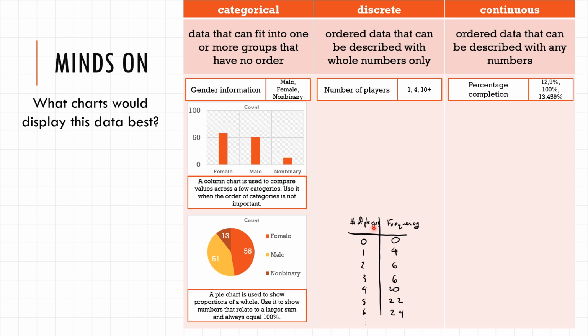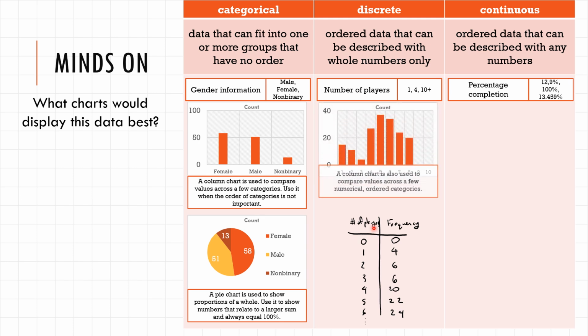But the best chart that I would recommend is a column chart again. A column chart is also used to compare values across a few numerical ordered categories. Why wouldn't we use a pie chart for discrete data? The reason I wouldn't use a pie chart here is because a pie chart doesn't really have any order to the categories. There's no reason why, like, why is 13 here? It could be over here as well, right? We don't know where these slices have to be. They could be in any order.